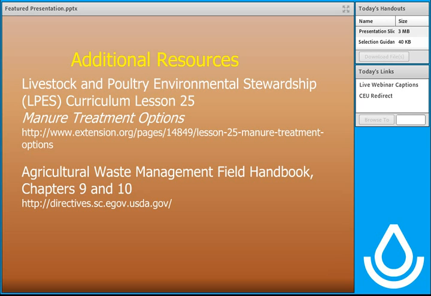And then the other reference that you might want to take a look at, again, is the Agricultural Waste Management Field Handbook. If we go to this particular website, this will take you to our directives page within NRCS, click on handbooks, and then go through the process to find the Agricultural Waste Management Field Handbook there within our resources.